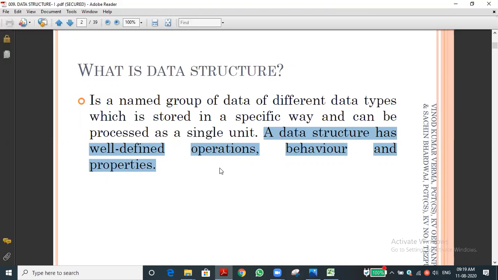Let me go into it a little more elaborately. Well-defined operation: let us say I'm giving two integer values. Is it possible to add the two integer values? Is it possible to add one integer plus one float value? For example, 5 plus 5.5. Is it not possible to add? It's possible. Very good.